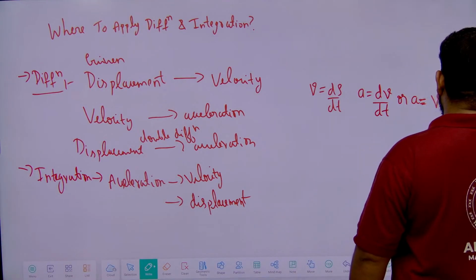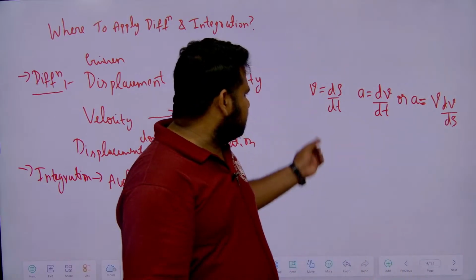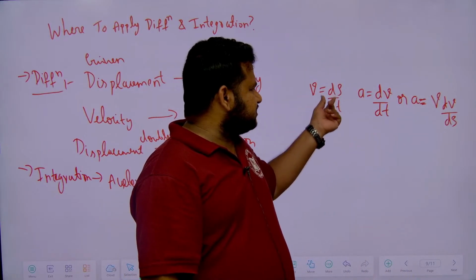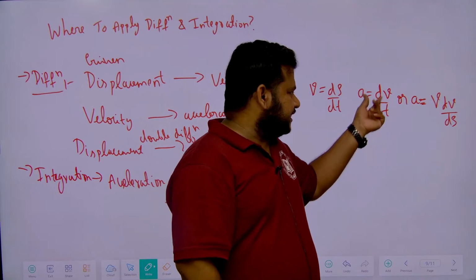Can write it as dv by ds. Directly you can write it. See, one thing is what? Velocity is change in displacement over time, that is ds by dt. Acceleration is change in velocity over time, dv by dt.